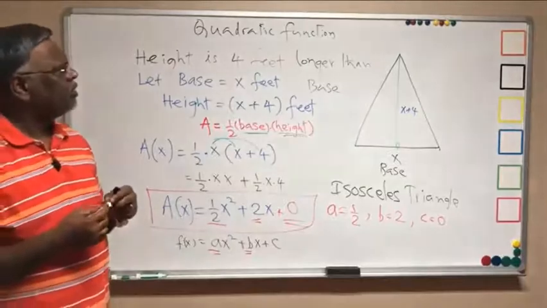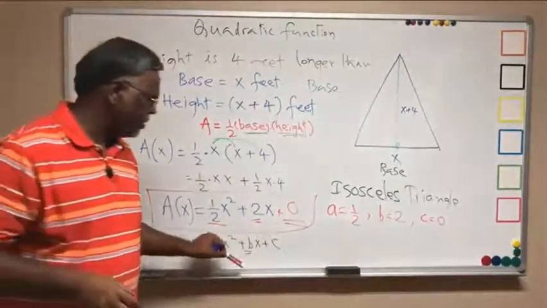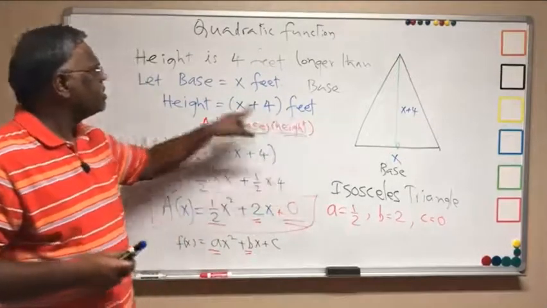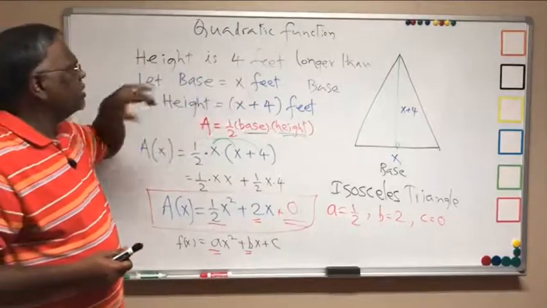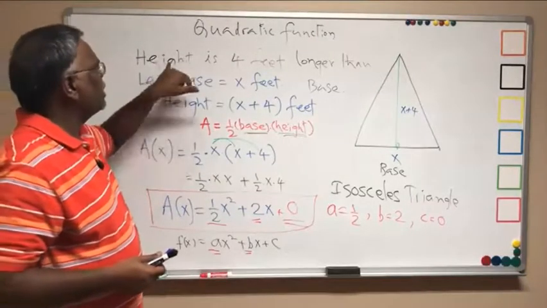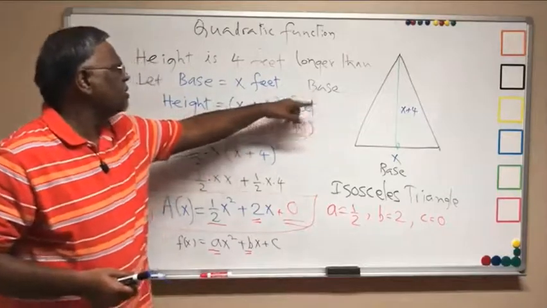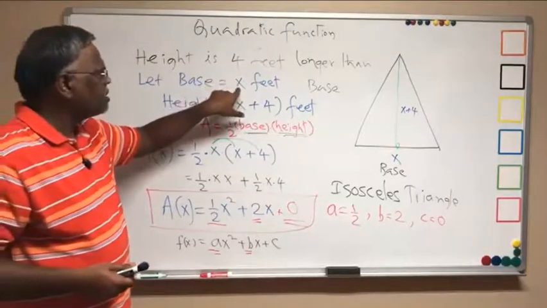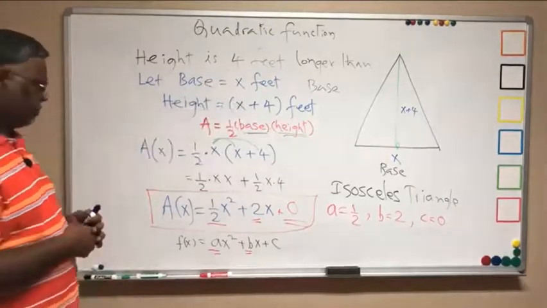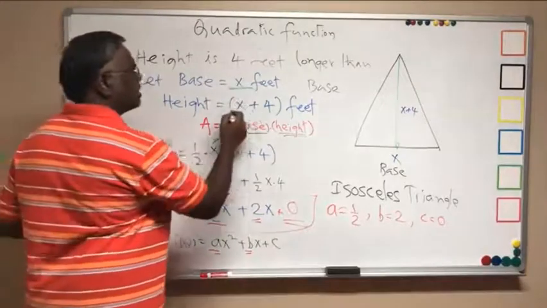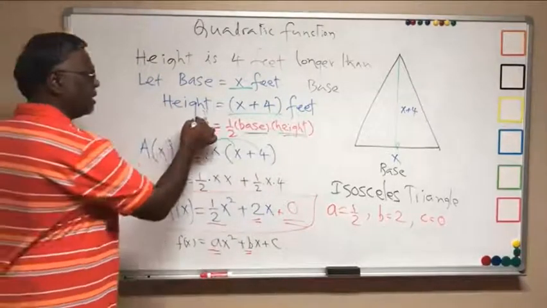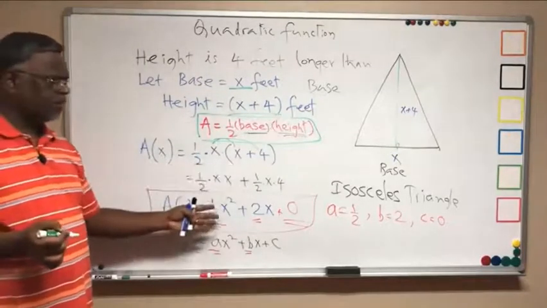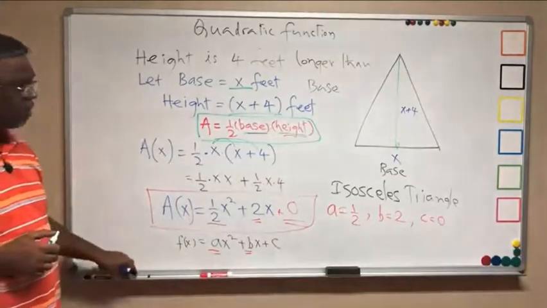So what we did in this video: we got an isosceles triangle, and in that triangle you have the relationship between the base and the height. The height is 4 feet longer than the base. So when the base is x, the height became x plus 4. The formula for the area of a triangle is half times base times height. We substituted the values and simplified, and you came up with the standard form of a quadratic function.